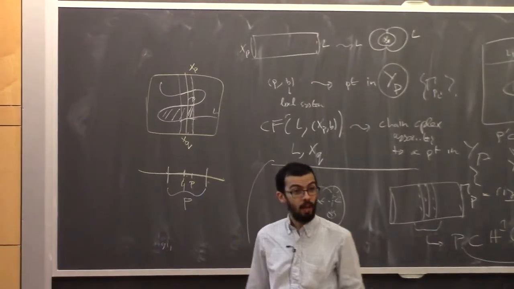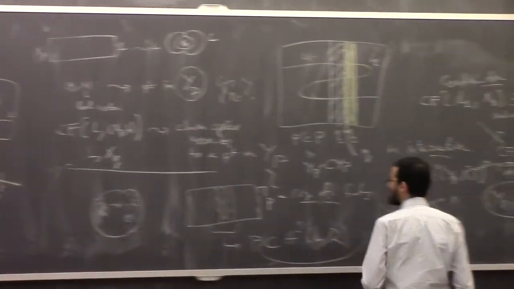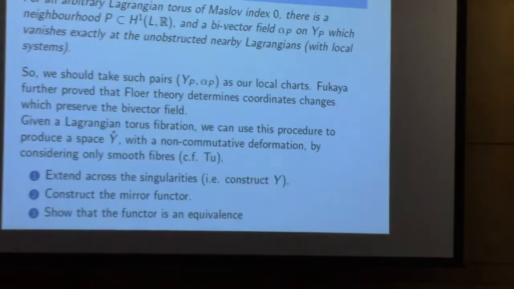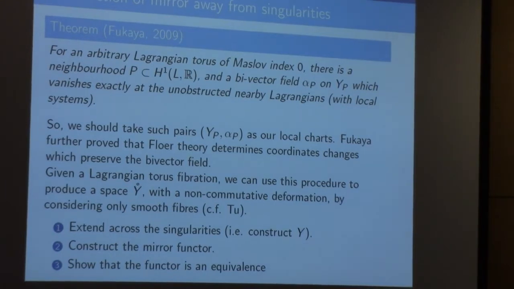Okay, so if you have this, now we have this. So since we have this, what's left to do? Well, first thing we need to do is we need to extend across the singularities. Okay, good. This is the open part. We need the whole space. I'm going to talk about that at the end.